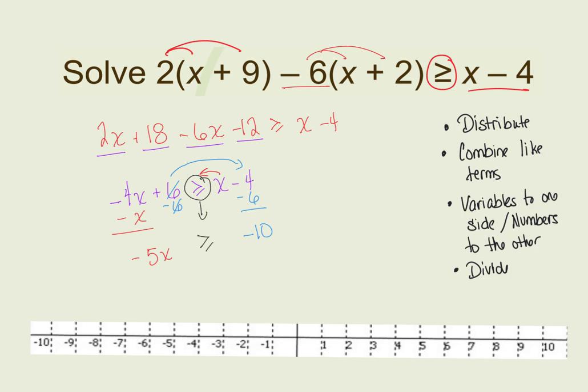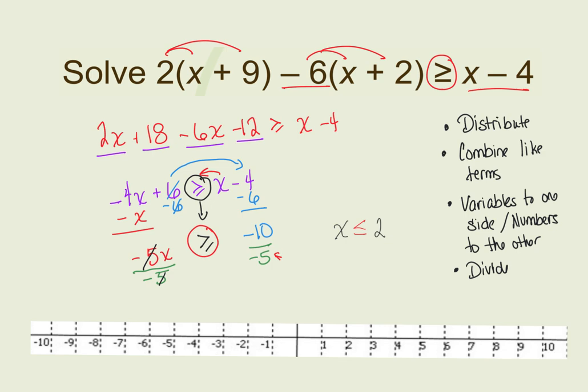So I distributed, combined my like terms, moved my variables to one side, numbers to the other. Now I'm ready to divide. So now I'm dividing by the number in front of the x, negative 5. Here, I have gotten my x by itself. However, I divided by a negative 5. So this is the situation where I am going to flip that from greater than or equal to, to less than or equal to. And then I'm going to do my division. Negative 10 divided by negative 5 is a 2. And so that is how I'm going to solve this larger equation.